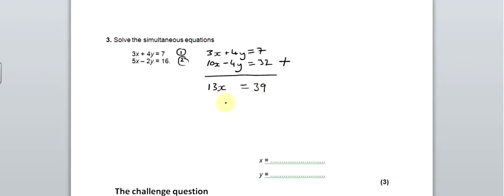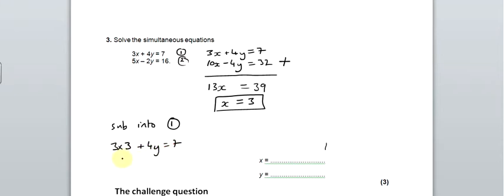And that's a good sign if you know your 13 times table, because 13 times 3 is 39, and that's our first answer. And now we're going to pick one of these. I'm going to go for the top one. So substitute into 1. So I'm going to do 3 times x, but x is 3, so it's 3 times 3, plus 4 times y equals 7. So 3 times 3 is 9.